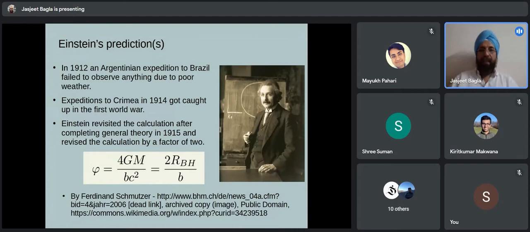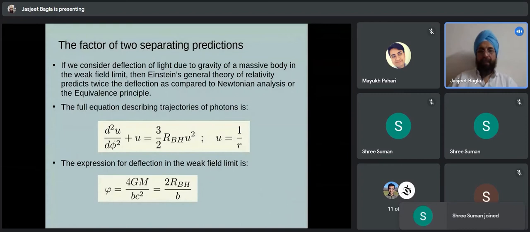This is done by taking the weak gravity limit of the full equation, which is shown over here. We need not go into that right now. But essentially, if I have a point mass with mass m, and a light ray comes within a distance of b of this, then there is a deflection, which is 4GM by bc square. And this is the kind of deflection which may be measured.